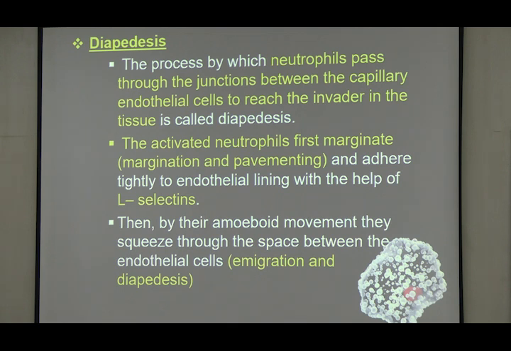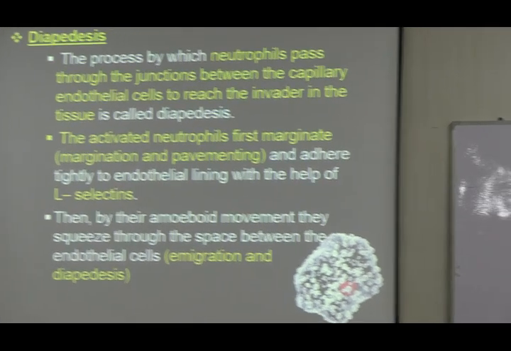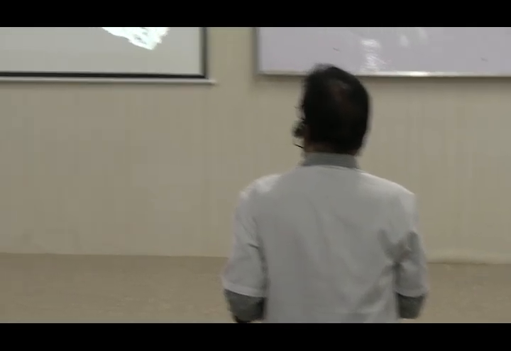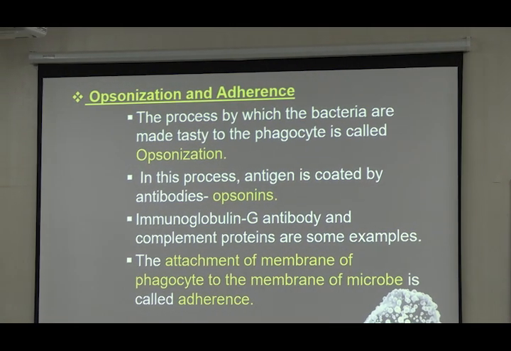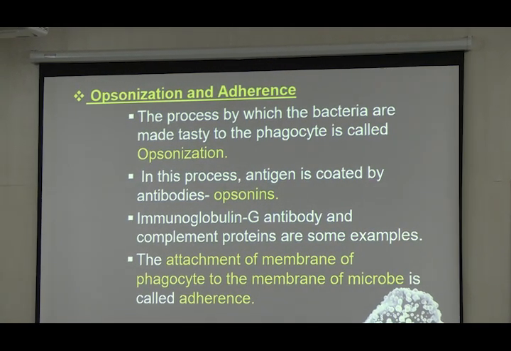Diapedesis: the process by which neutrophils pass through the junctions between the capillary endothelial cells to reach the invader in the tissue is called diapedesis. What is diapedesis? It is written. When these neutrophils are activated, they are marginalized, and after that they leave the capillary blood vessel by diapedesis, and this is called emigration. So this is the process of diapedesis. Then opsonization, to make it tasty. What does it do?